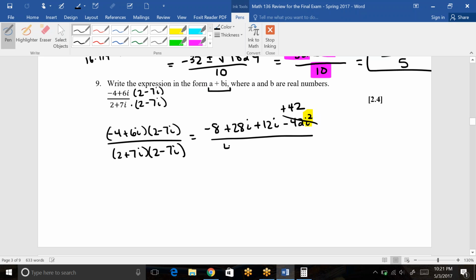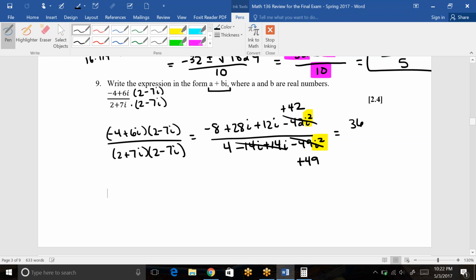On the bottom, 2 times 2 is 4. Then we get a negative 14i and a positive 14i, which are going to cancel each other out. And then 7i times negative 7i is negative 49i squared. Again, the i squared is a negative 1. So this negative 49 becomes positive 49. So we combine like terms on top. 42 minus 8 would be 36.